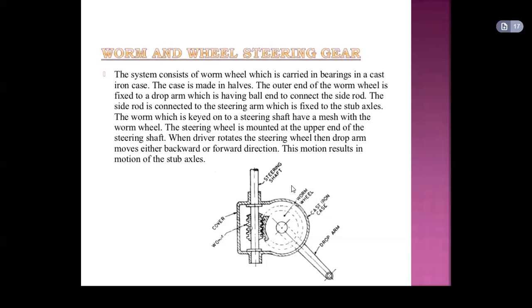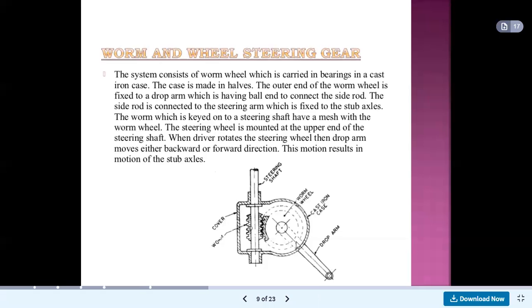The worm, which is keyed to the steering shaft, meshes with the worm wheel. The steering wheel is mounted at the upper end of the steering shaft. When the driver rotates the steering wheel, the drop arm moves in either a backward or forward direction. This motion results in motion of the stub axle. So as the worm wheel is rotated, the drop arm moves in the backward or forward direction, and depending on this motion, the stub axle moves.